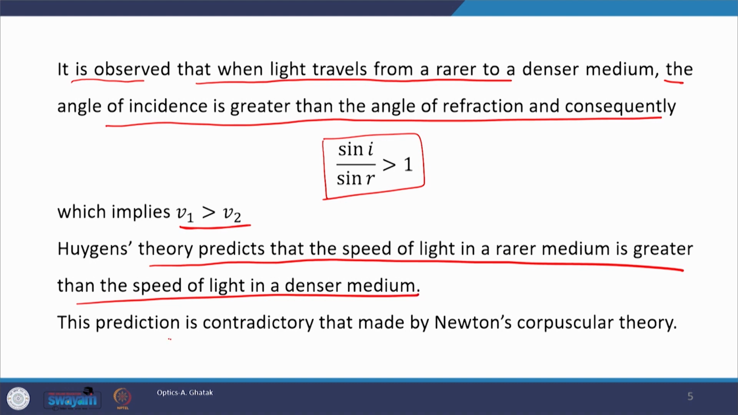and this prediction is contradictory to that made by corpuscular theory, and the prediction made by Huygens theory is correct. It turned down Newton's corpuscular theory. Newton's corpuscular theory failed here, and Huygens principle correctly predicted the relative speed of the light or relative speed of the wave in different kinds of medium. If a medium is denser, the light will propagate slower there.